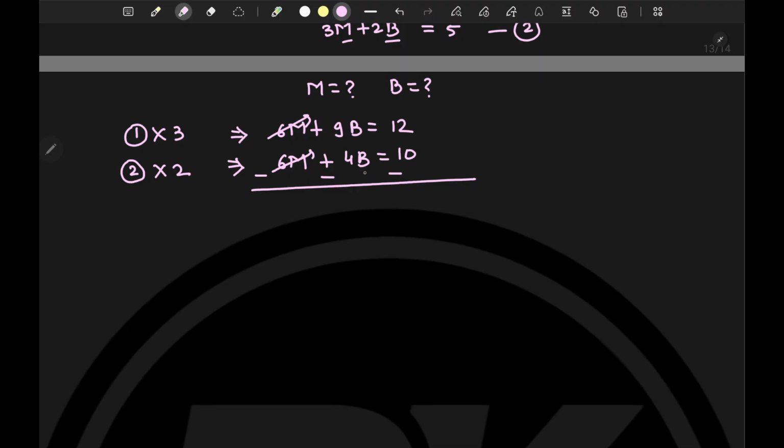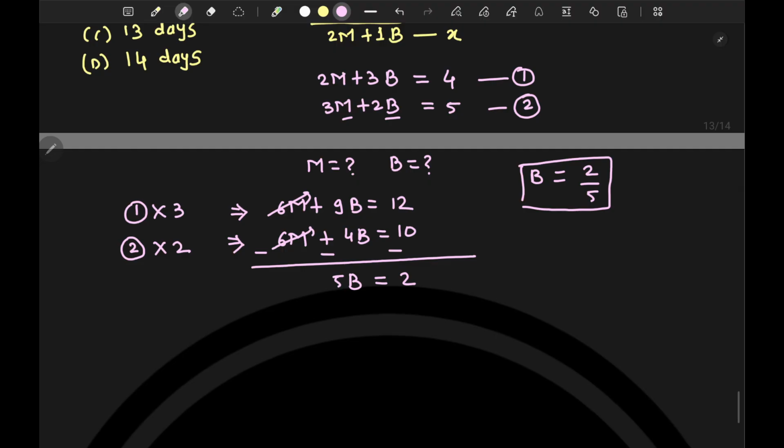So now if I subtract these equations, I can cancel out the M. Now only the remaining variable will be B. So 9 minus 4 is how much? 5B. That will be equal to 12 minus 10, which is 2. That means B is equal to 2 by 5. We got this one, right? Now let's find out the value of M by putting this value in either equation 1 or 2. So for now I'm putting it in equation number 1. So from equation number 1, 2M plus 3, so instead of B, I will put 2 by 5, is equal to 4. And hence 2M plus 6 by 5 is equal to 4.